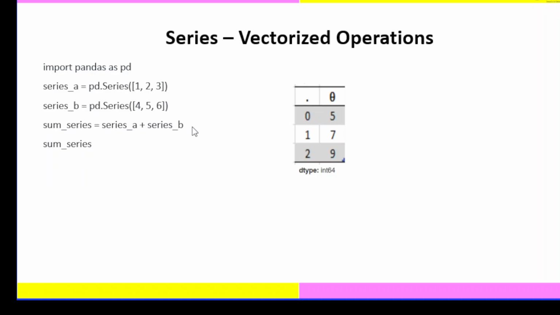Next is vectorized operations. As I said, we can do arithmetic operations on two series. Let's say I have a series of numbers 1, 2, 3, and the other series is 4, 5, 6. Now when I add them, it is going to give you the result: 1 plus 4, 2 plus 5, 3 plus 6, which is nothing but 5, 7, 9. So you can add series A and series B, and the result gets stored in sum_series. Only when you print sum_series, you can see this kind of result.